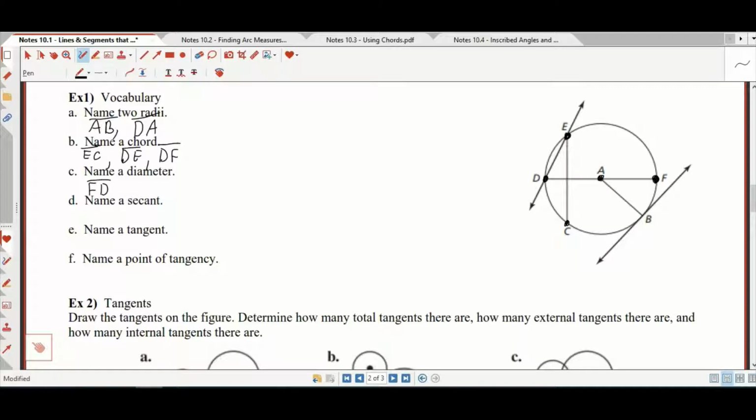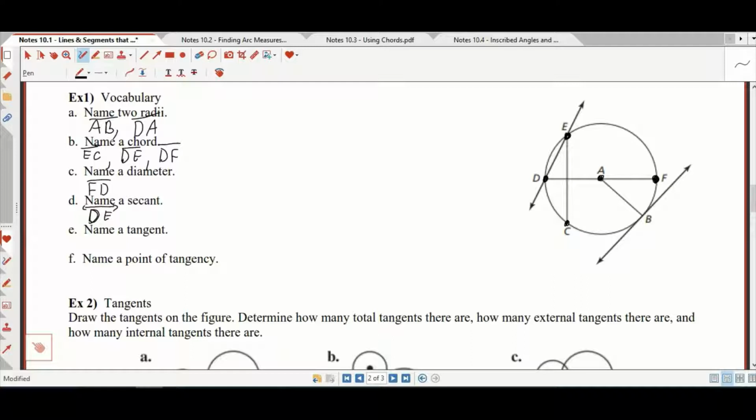Name a secant. Now, that would be a line that passes twice through our circle. And the only secant line that's drawn as a line is line DE. Now, notice when I define it, I'm defining it as a line. That's what makes it a secant instead of a chord. You could have also said line EC. It's just that the line EC isn't drawn there. Also, the line DF.